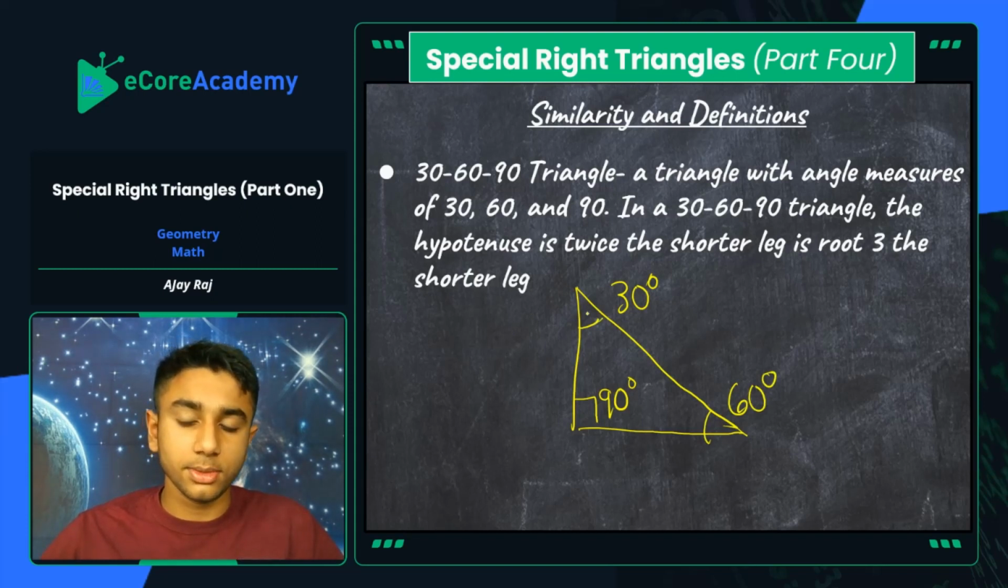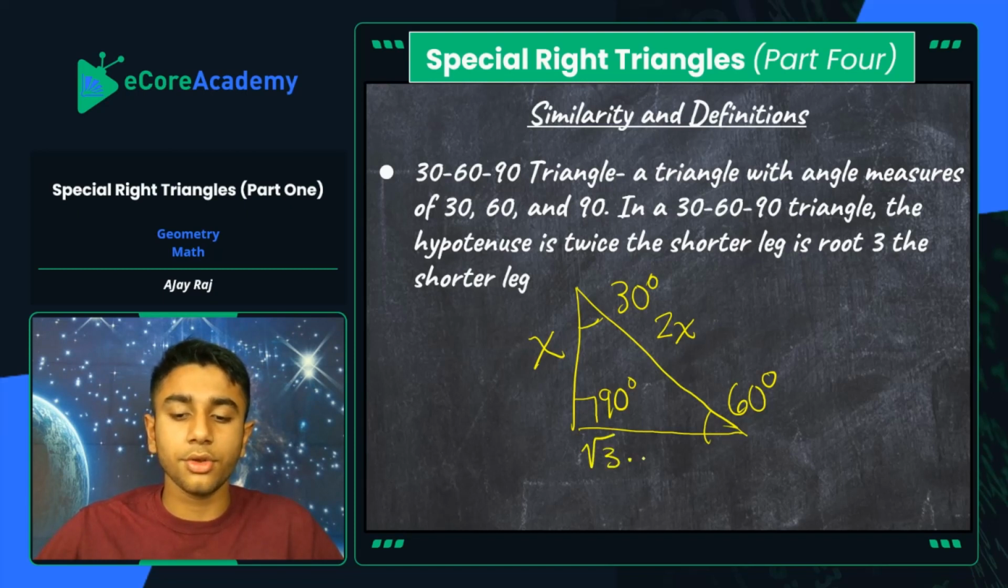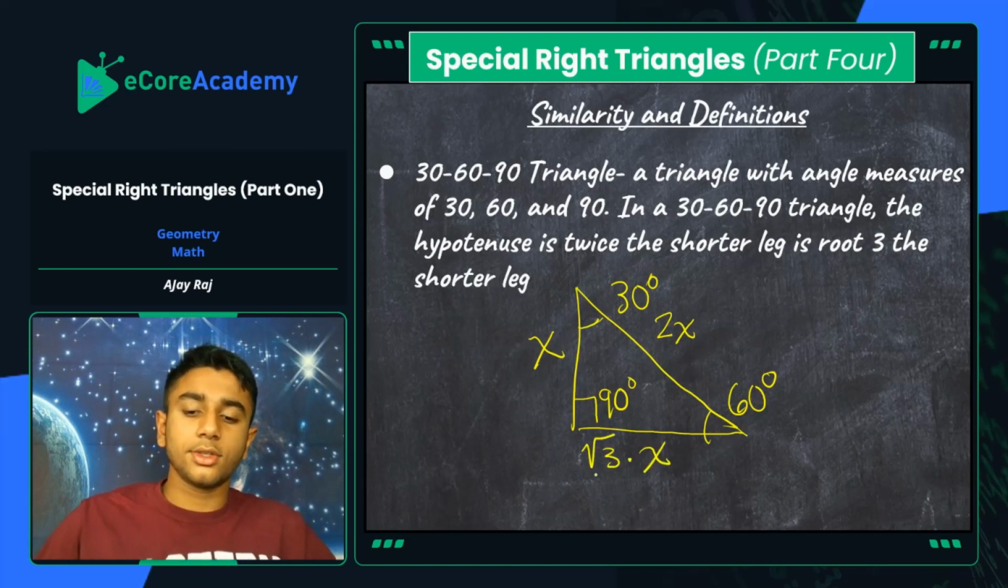And what are the relationships between the legs? All we're referring to is that the hypotenuse is twice the shorter leg. So if we're given our shorter leg here, this would be our shorter leg up here, x. That means that our hypotenuse here would be worth 2 times x, so it's going to be 2x. And then our other leg is going to be worth root 3 times x. So that's the ratio here.